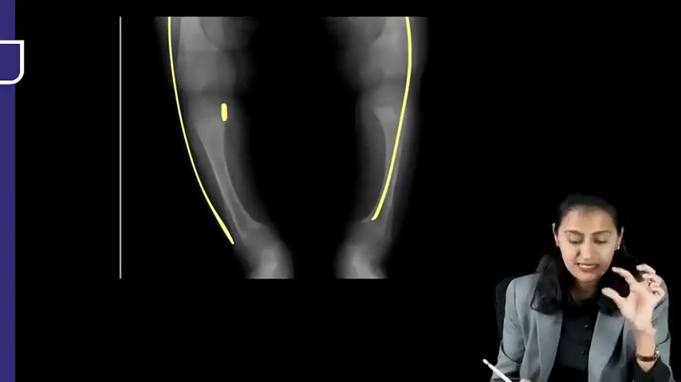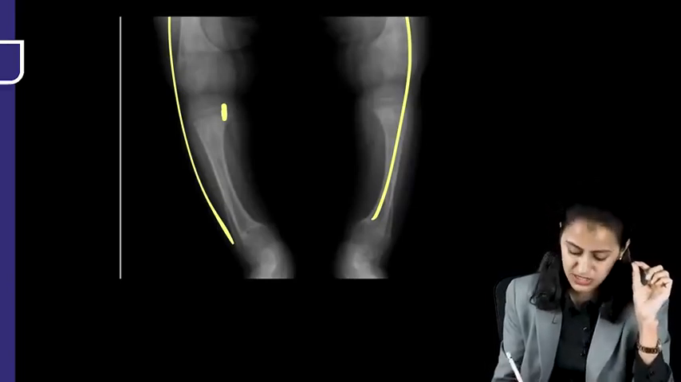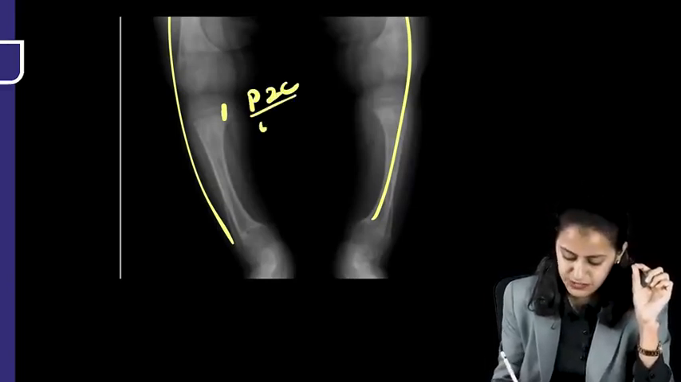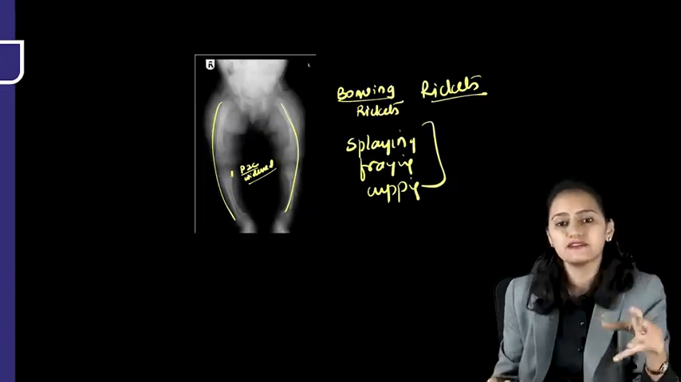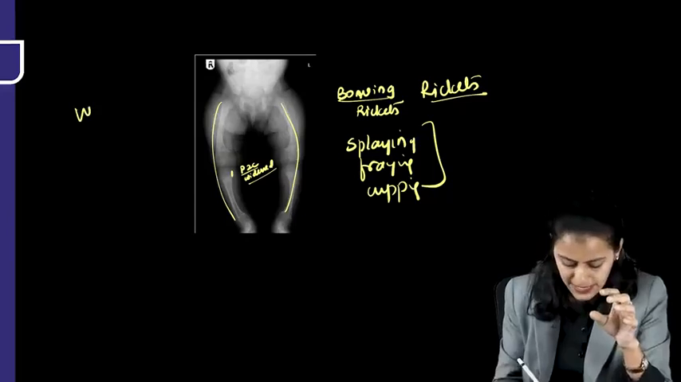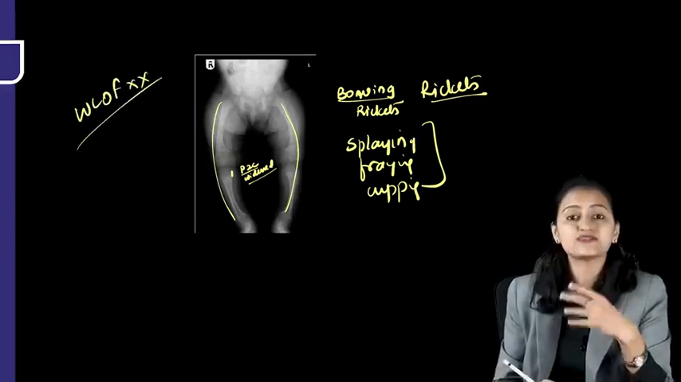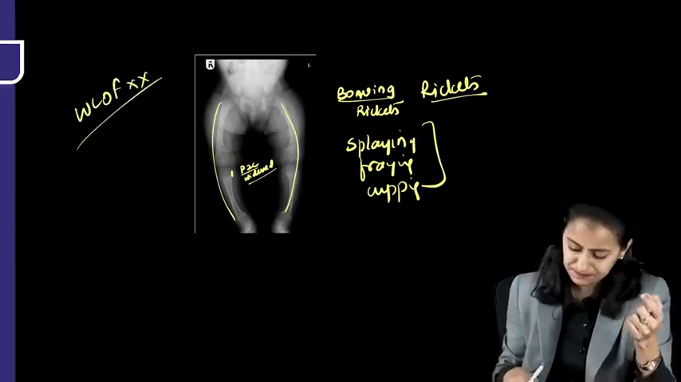In rickets, what we see is this provisional zone of calcification gets widened. That's one of the early X-ray features of rickets. White line of Frankel is not seen in rickets. It is seen in healing rickets.